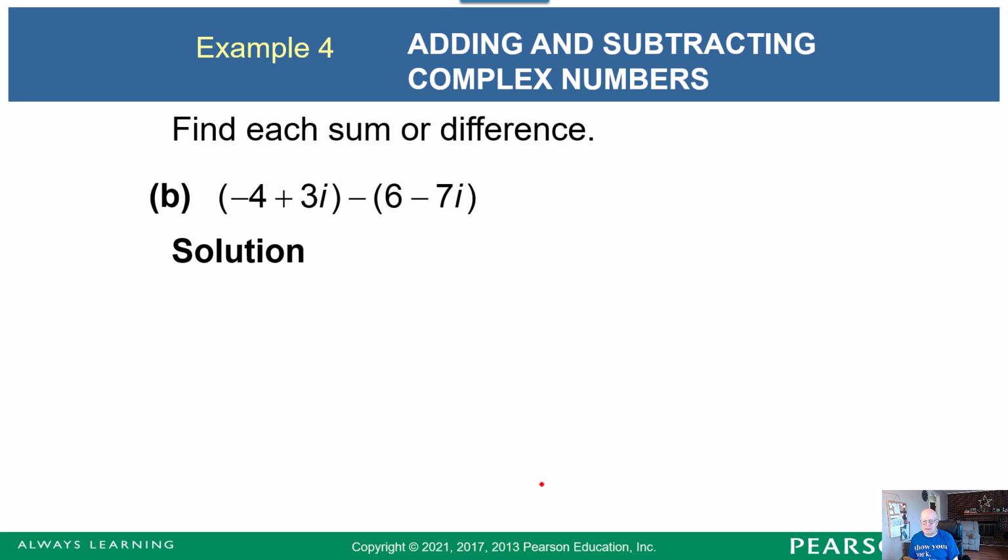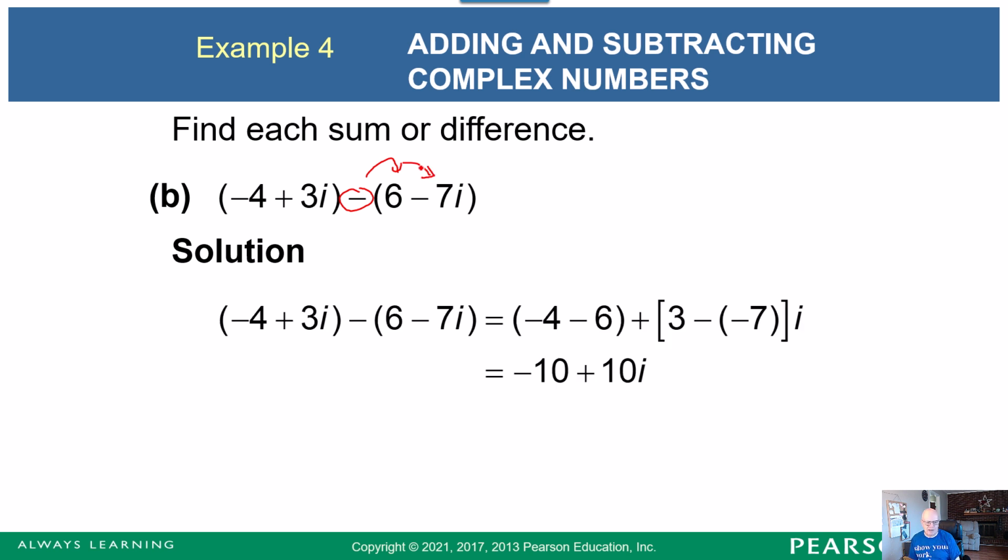How about the difference? Can you do the difference now? If you missed on the last one, and you thought, I knew that, I could have done that, prove it by doing the difference one. Remember, that minus sign here is going to change the sign for both of those before you add those results together. So there you go. Put the real parts together, the imaginary parts together. And there's your final answer. Negative 10 plus 10i.